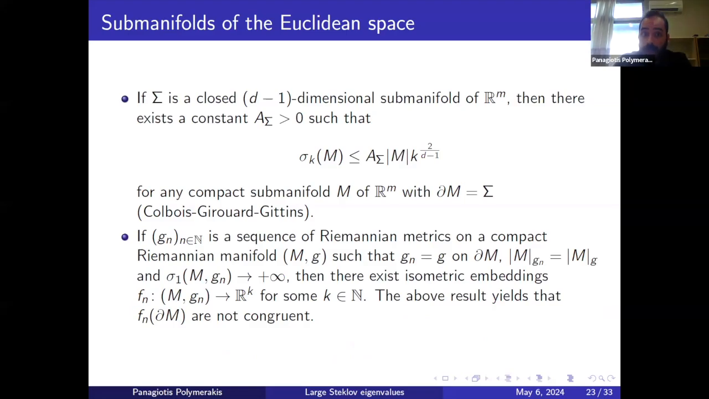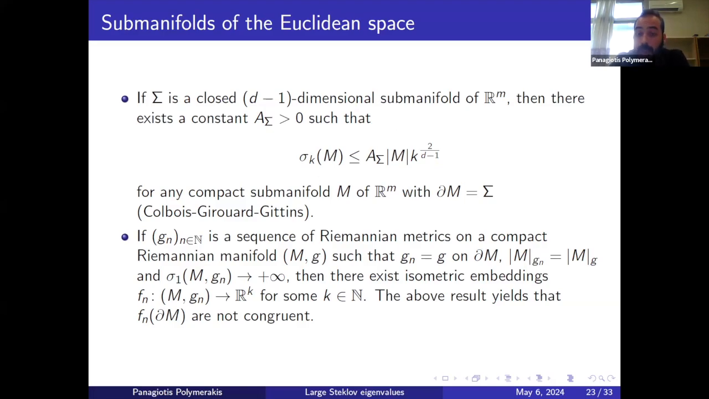Now we pass to the second part related to submanifolds of the Euclidean space. And our construction is related to a result estimating eigenvalues of submanifolds of the Euclidean space. More precisely, if sigma is a closed submanifold of the Euclidean space, then there exists a constant dependent on sigma, such that for any compact submanifold of the Euclidean space with boundary sigma, we have such an estimate for its Steklov eigenvalues.